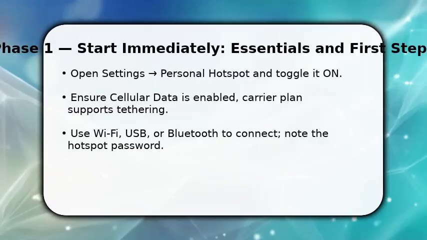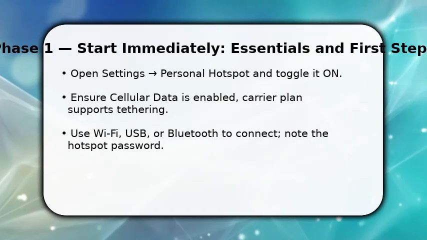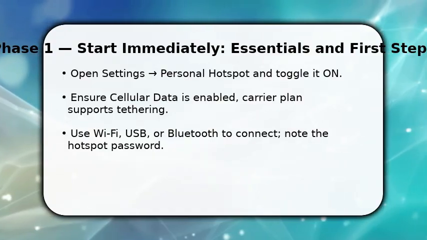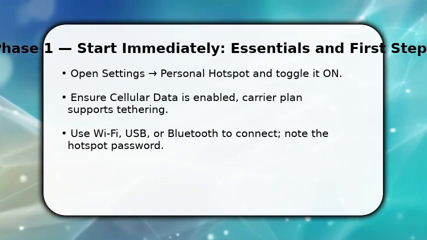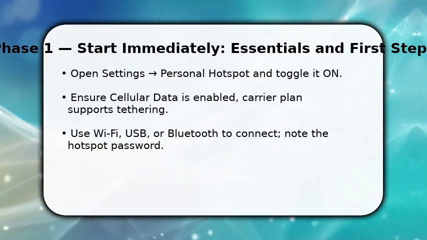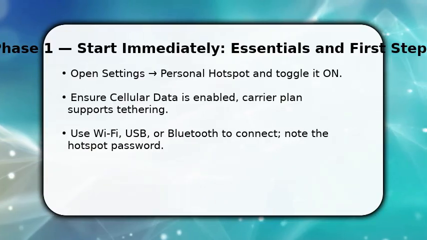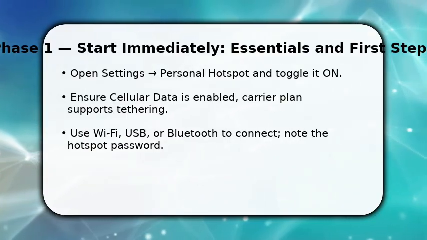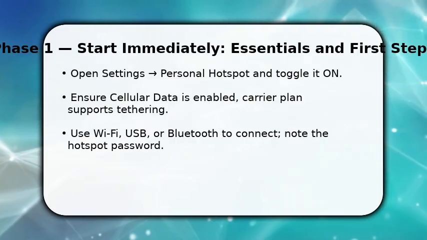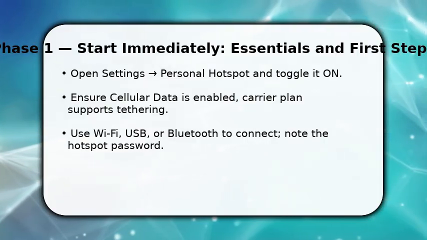Enjoy the video. You're going to open Settings and start the hotspot. Do it now. First, make sure cellular data is active and your carrier plan allows tethering, because without that the feature won't work. Once the personal hotspot toggle is on, check the Wi-Fi password shown and choose Wi-Fi, USB, or Bluetooth connection on the client device.